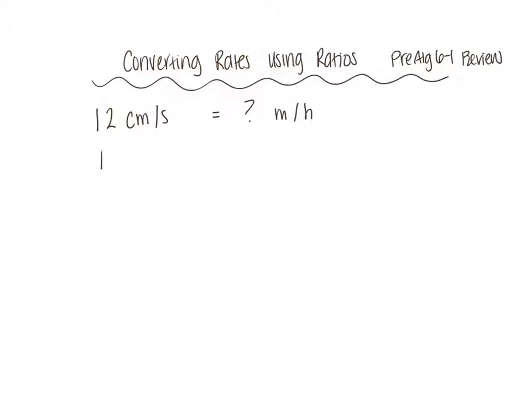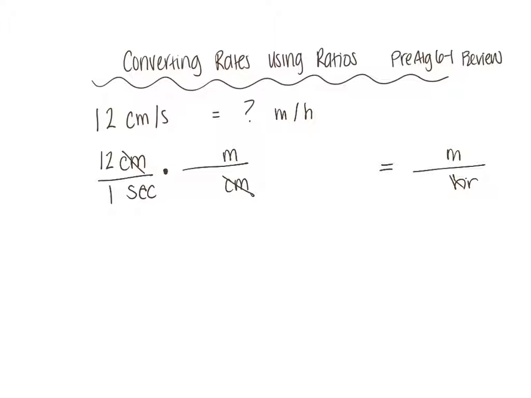Welcome back. Okay, the first thing you do, hopefully, is to set this up as a ratio. And I want to get over to meters per hour. So what do I know about centimeters to meters? Well, I know there's 100 centimeters in 1 meter. Do I put centimeters on the top or the bottom here? I want them to cancel out, so they need to go on the bottom, which means my meters are going to go on top. I know that there are how many centimeters in a meter? Oh, good, 100.